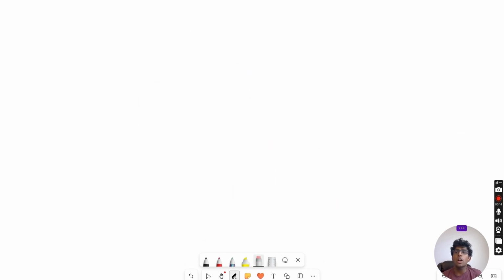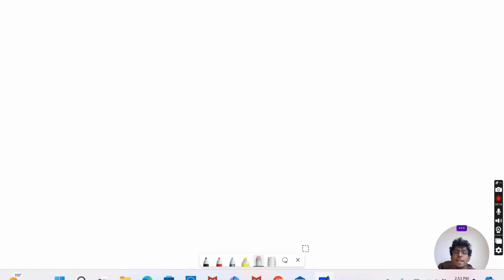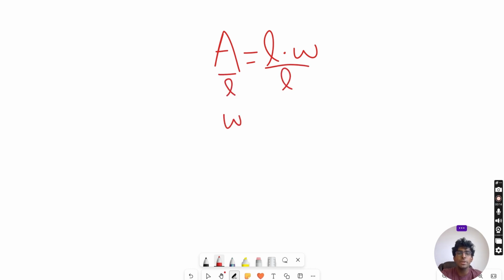All right, moving on to the next topic of isolating quantities. So isolating quantities, this is just about, you'll be given a random equation with variables, and you're going to have to solve for a particular variable. Like if we have area equals length times width for a rectangle, for example, and let's say we want to find the width. What is W? How do we isolate W? We divide both sides by L. So W is equal to A divided by L.